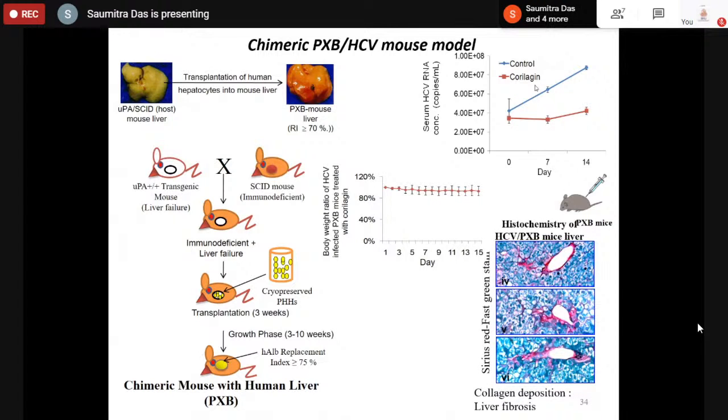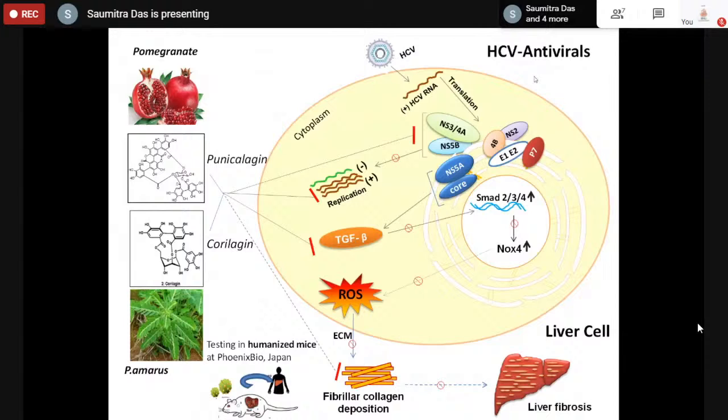What is very enthusiastic at this moment is that it prevents the collagen deposition, which is central to liver fibrosis. We are pursuing this actively to see whether pomegranate, which contains this corilagin as well, can be used as an add-on therapy along with the direct-acting antivirals, telaprevir and sofosbuvir, so that patients who are reducing the virus titer can also make sure that their liver does not progress into hepatocellular carcinoma.